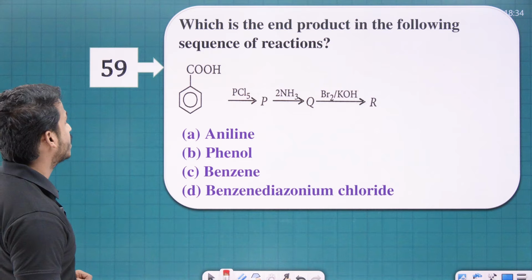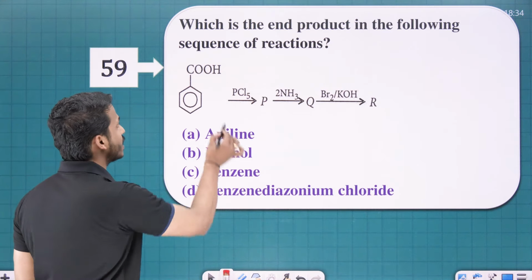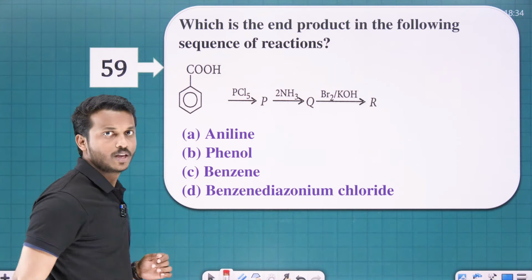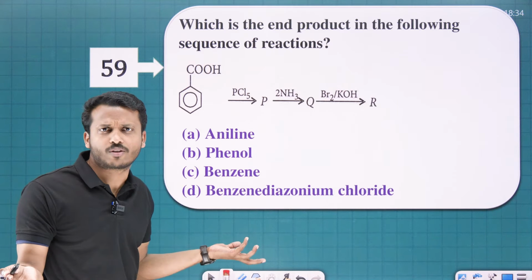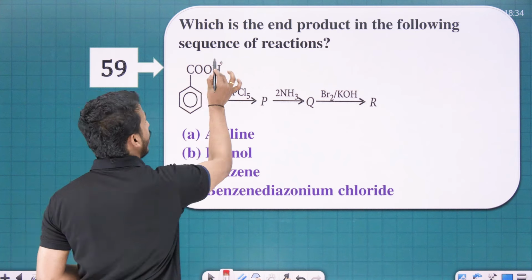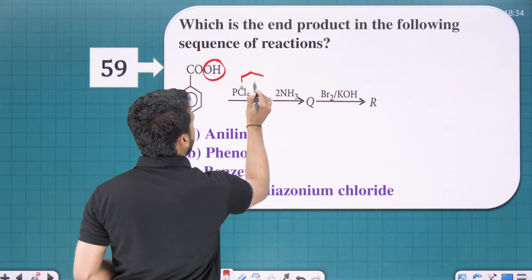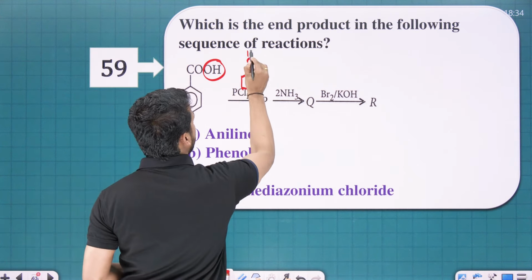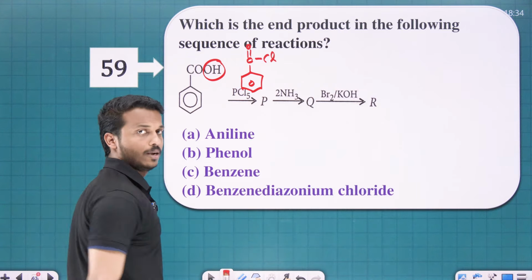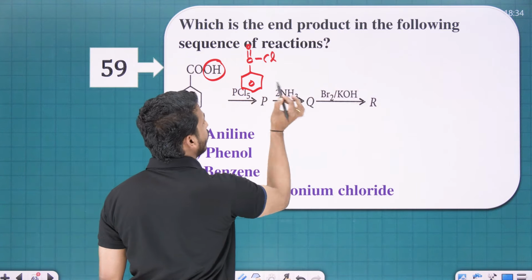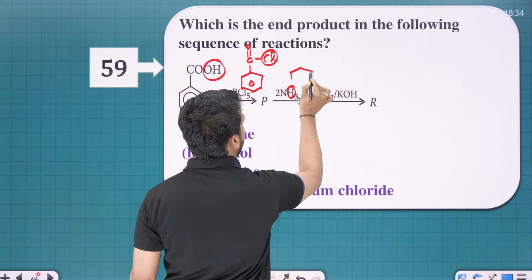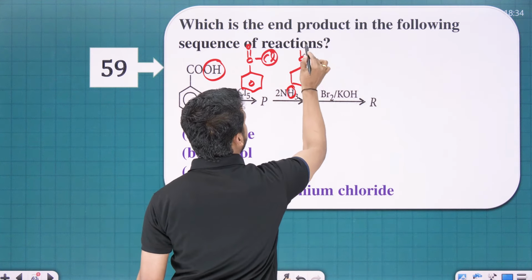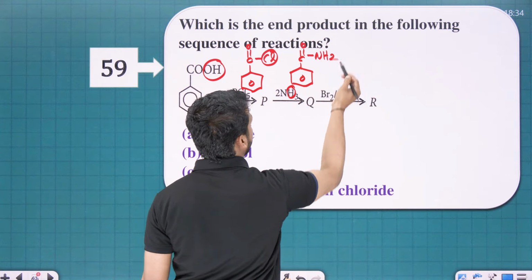Next one. Which is the end product in the following? What is this? Carboxylic acid. Carboxylic acid when treated with PCl5, what happens? What is the basic function of PCl5? The OH is converted to Cl. So we get benzene with COCl, called benzoyl chloride. When acid chloride is treated with ammonia, what happens? One H, one Cl cut. We get amide. We get benzene with CONH2, benzamide.